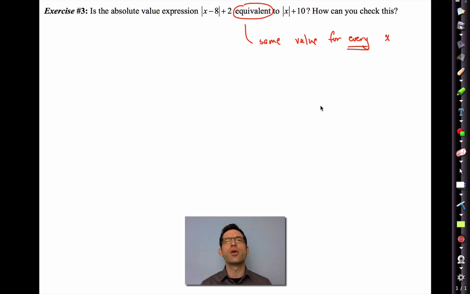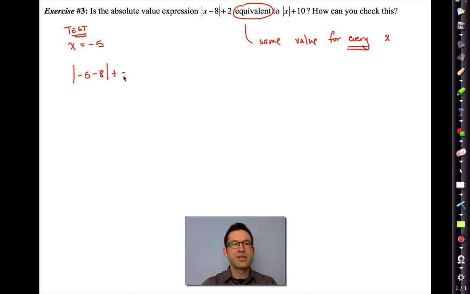Now remember, absolute value is all about positive and negative. So I don't know that I'd really want to grab a positive value of x. I could, but let me test x equals -5. Okay, I'm going to test this. Now this is very important because some students might look at this and go, oh sure, I'll take the -8, I'll turn it positive, I'll add it to the 2, and I'll get positive 10. But let's actually test what would happen if I put -5 into this expression, x minus 8 absolute value plus 2.